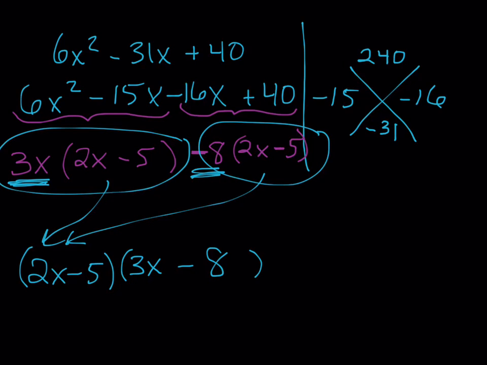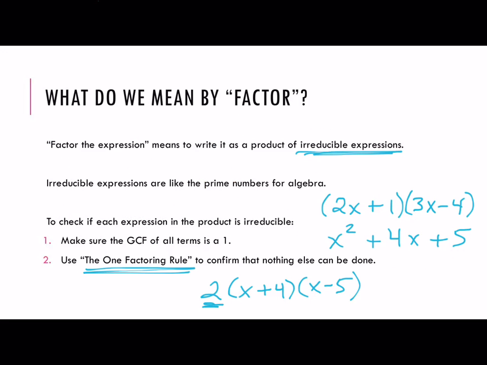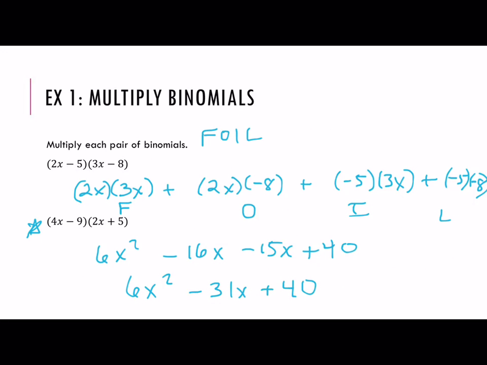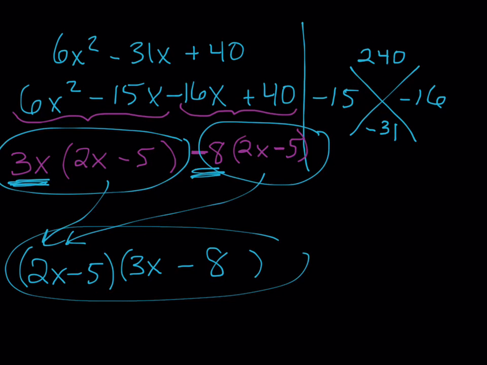So this is a factorization for the original expression. So this is the one that we already found when we multiplied previously. So let me flip back to it. Let's see. Okay, here we go. We saw that 2x minus 5 times 3x minus 8 was 6x squared minus 31x plus 40. Okay, and there it is.